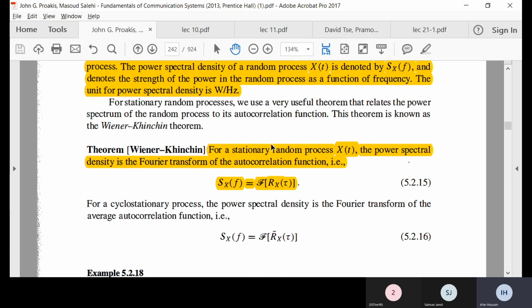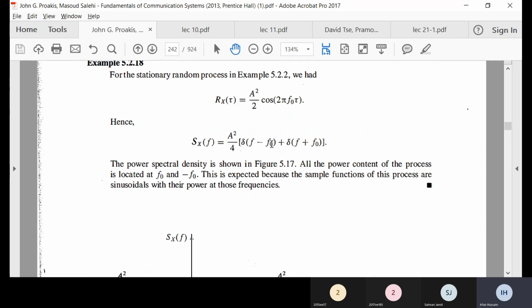After that, we learned about the famous Wiener-Khinchin theorem, which says that the Fourier transform of the autocorrelation of a random process gives us the power spectral density. In other words, it gives us an idea of the amount of power present at the different frequencies in the signal. And we saw this example.